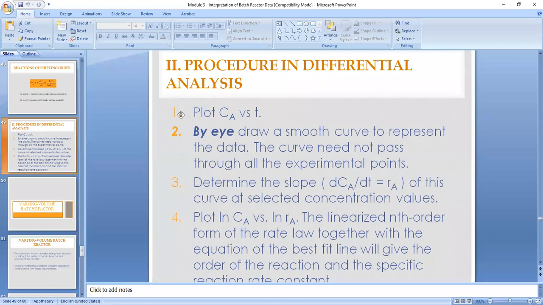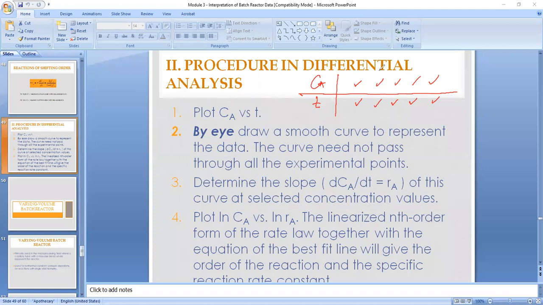Now, what about this procedure in differential analysis? You are given most of the time, class, a pair of data, and that pair of data always comes in the form of concentration and time. So you will be given a lot of CA values with respect to time, probably 20 or 25 sets of this CA-t pair of data. The first thing that you're going to do is plot the CA versus t data. As in, you just plot, so this would correspond to points.